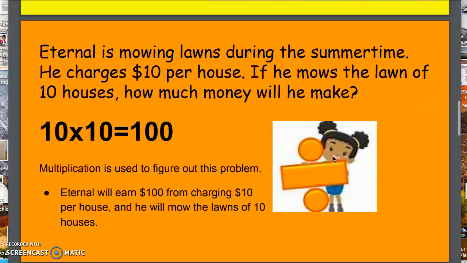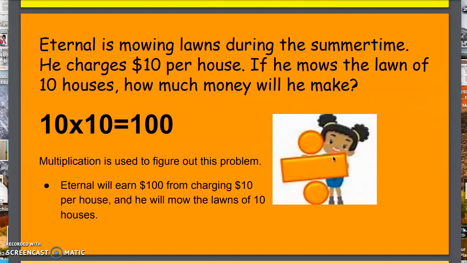The next problem. Eternal is mowing lawns during the summertime. He charges $10 per house. If he mows the lawns of 10 houses, how much money will he make? So here, multiplication is used to figure out this problem. You will take the $10 per house and multiply that by 10 houses, and he'll get $100. Eternal will earn $100 from charging $10 per house and mowing the lawns of 10 houses.